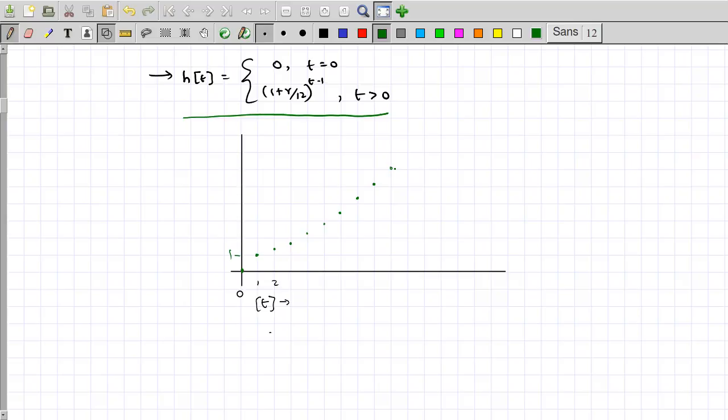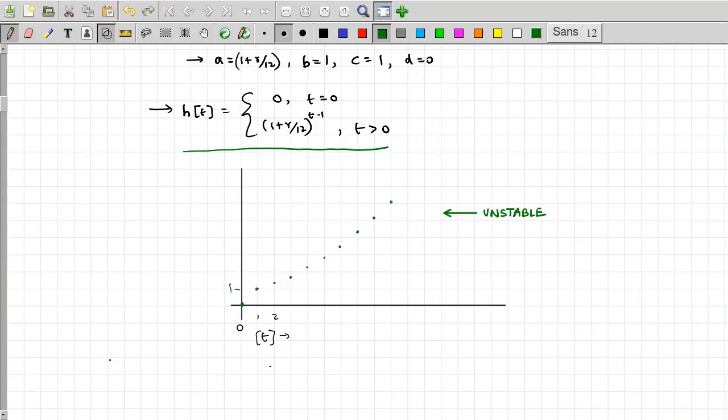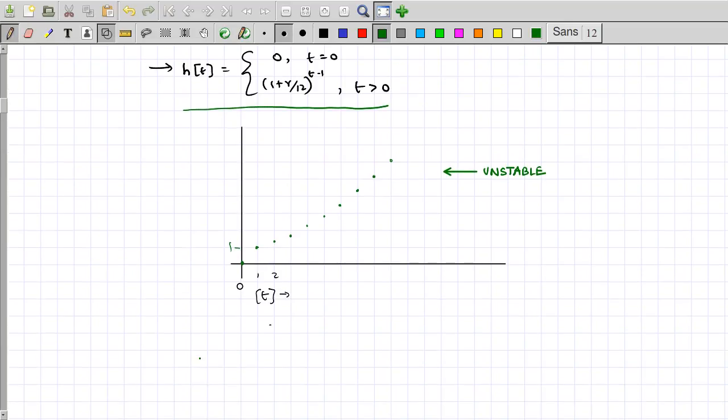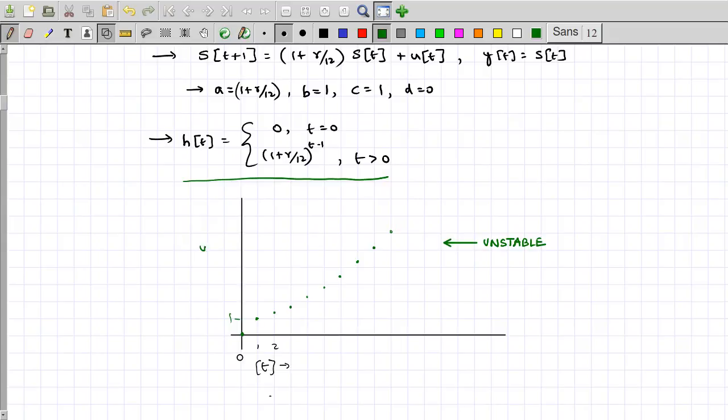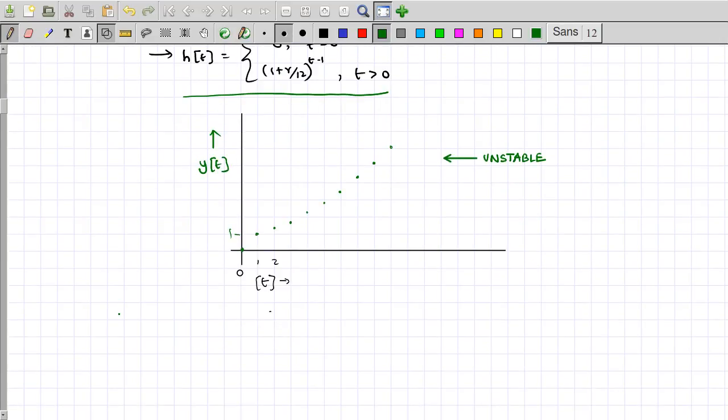So what we see over here is that the system is unstable. Because with a single input of delta of t, which is by no means unbounded, it is very bounded, it's just got a 1 at time t equals 0 and 0 everywhere else, you're getting an output, the impulse response, which keeps on growing unbounded with time. So that is the hallmark of an unstable system. But in this case, what you're getting out of it, this is y of t, is money, and you usually don't mind the money increasing unboundedly.